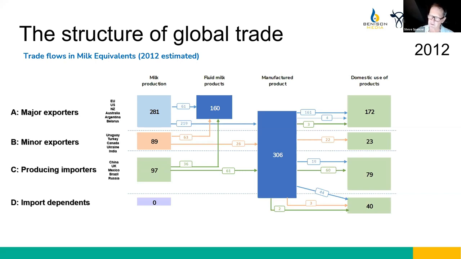There are minor exporters. There are large producing importers, so we're talking about China and now the UK, separate from the EU, Mexico, Brazil, Russia. They are very important players in consuming trade, but they also have very large domestic production of their own, so they are essentially a balancing market. And then the import dependent regions, which are largely the developing regions of the world, which are absolutely reliant on imported products.